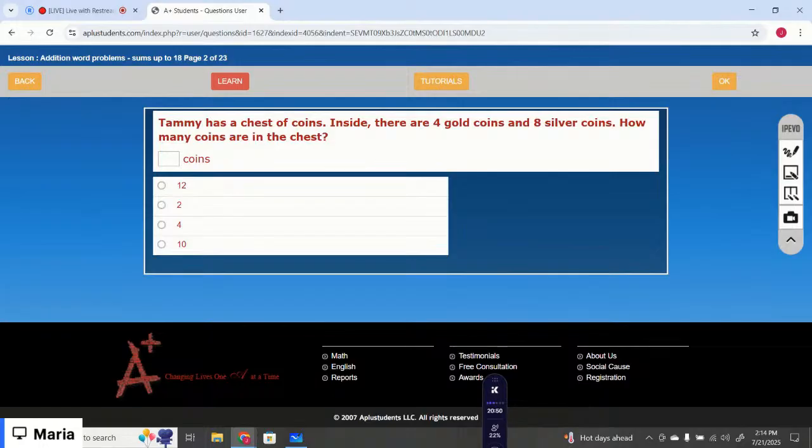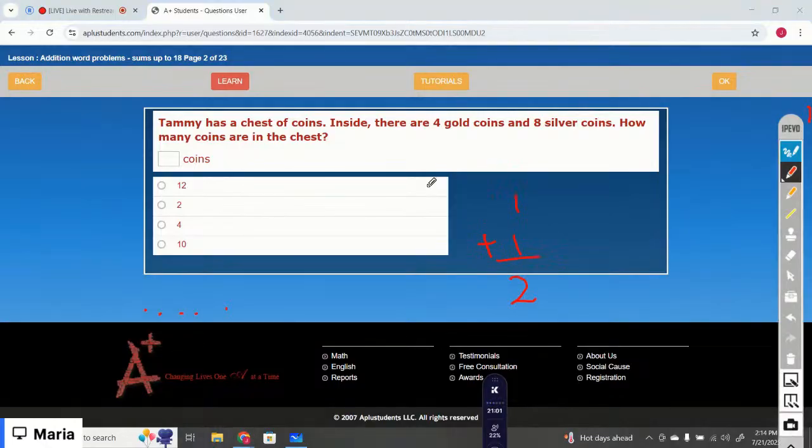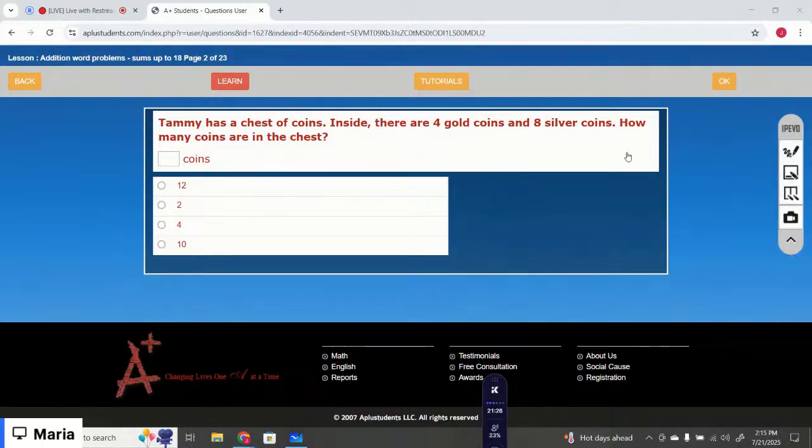Tammy has a chest of coins. Inside there are 4 gold coins and 8 silver coins. How many coins are in the chest? So we need to add 8 plus 4. Start with 8, 9, 10, 11 and 12. So 8 plus 4 makes 12. Option number 1 is the correct option.